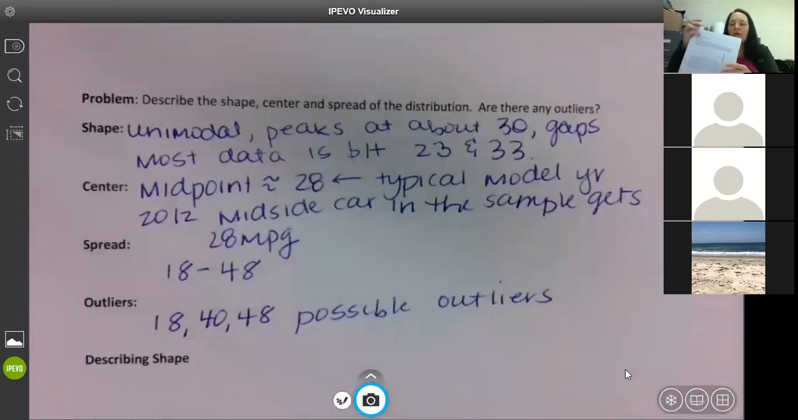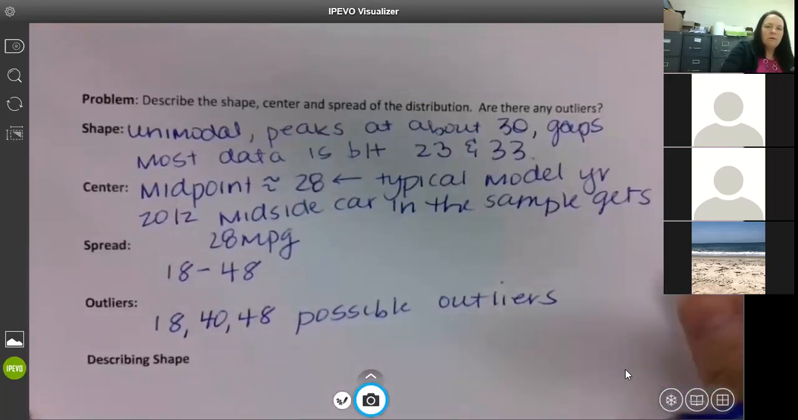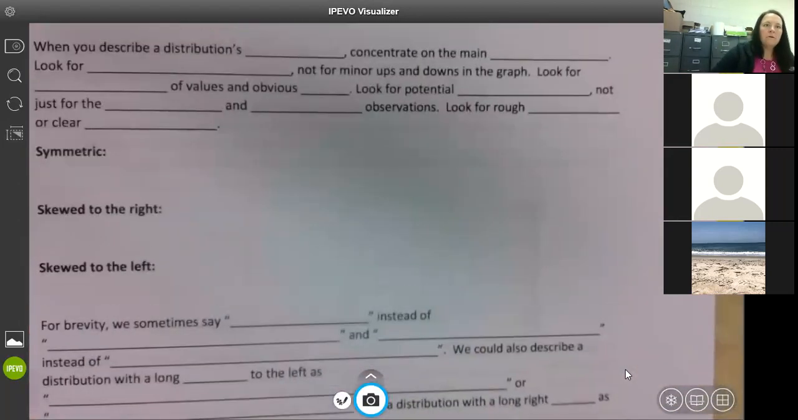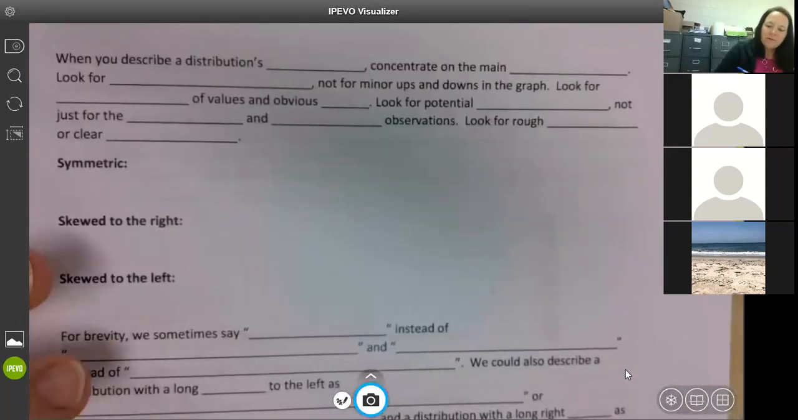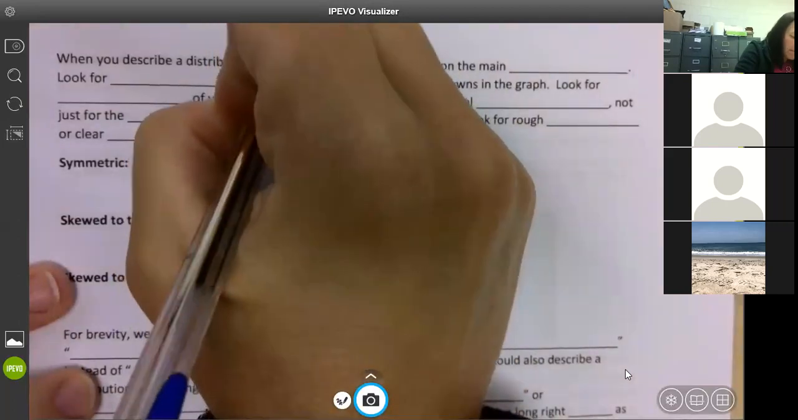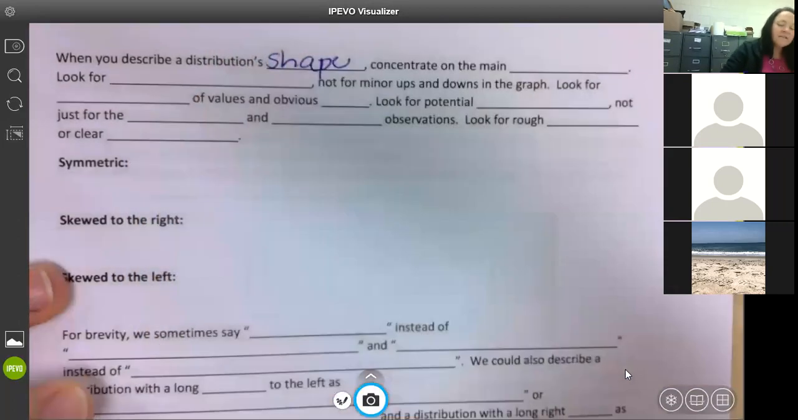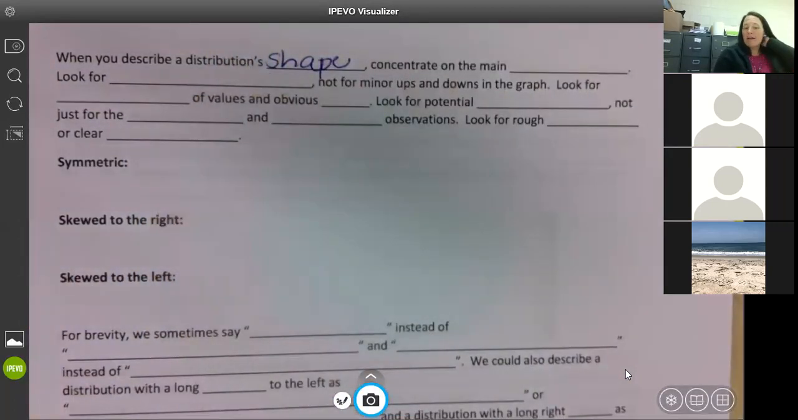All right, so now we're going to break it down and we're going to talk about just shape. So describing shape, that should have gone on the next page. Right here. When you describe a distribution shape, we're going to start getting into those specifics. So now by the end of this, you should be able to tell what shape it is. Before we said unimodal, it might have some gaps, and so on. We're going to tell you exactly how to find it.